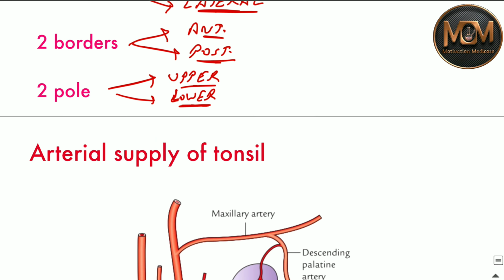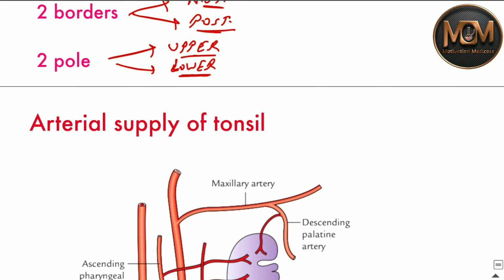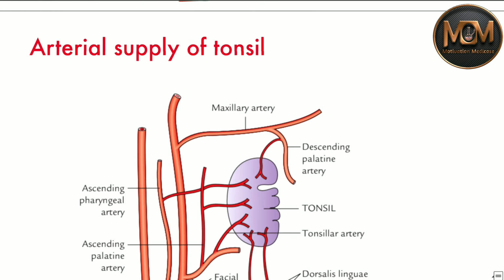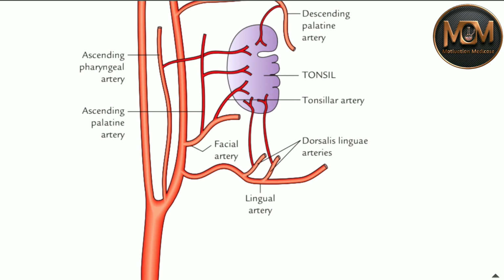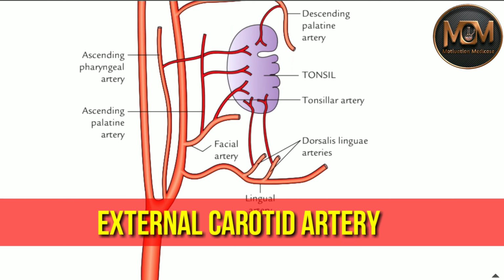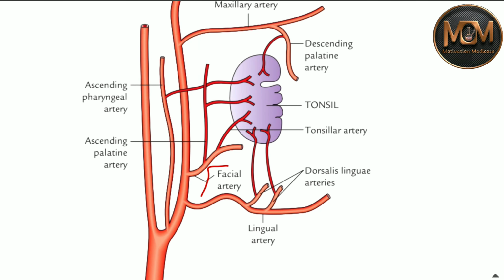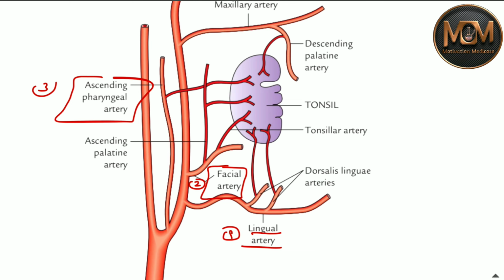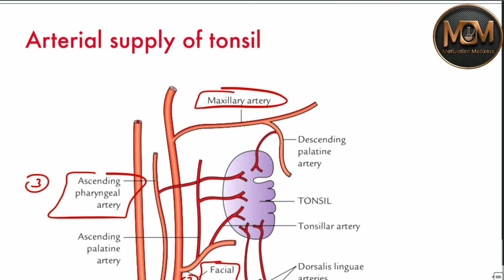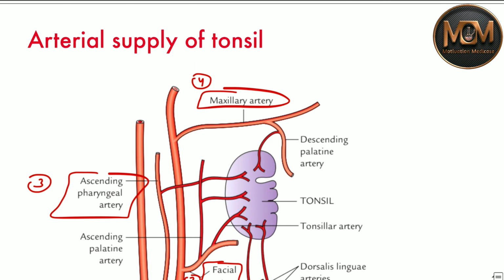Now talking about the arterial supply of the tonsil, this is a very important topic. You just have to remember that it comes from the external carotid artery. Branches of the external carotid artery supply the tonsil, and the main one is the facial artery. Let's start from the first: the lingual artery. The second one is the facial artery. The third one is the ascending pharyngeal artery, and the fourth one is the maxillary artery.